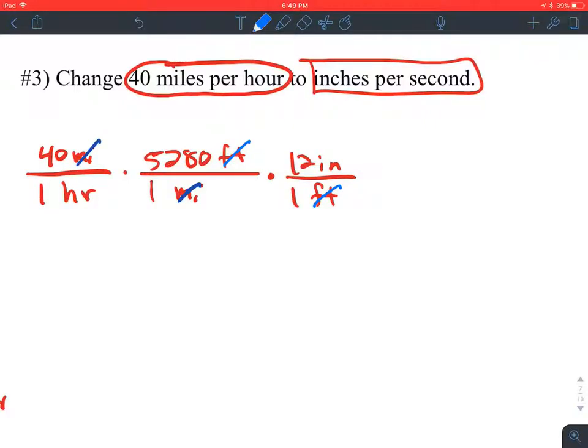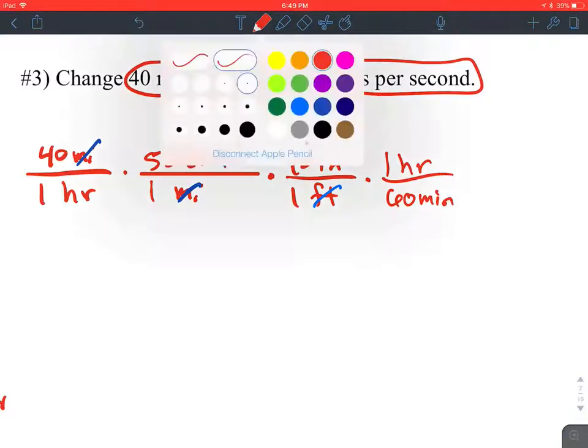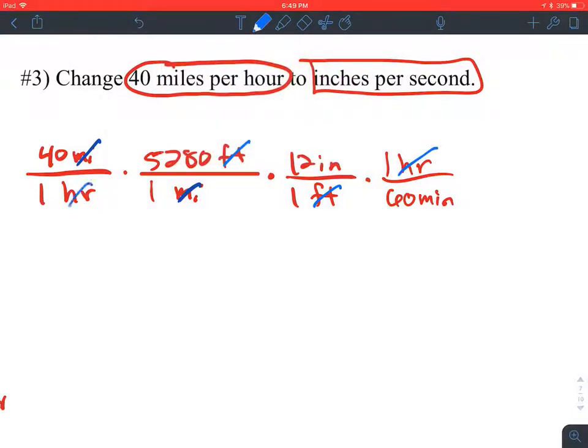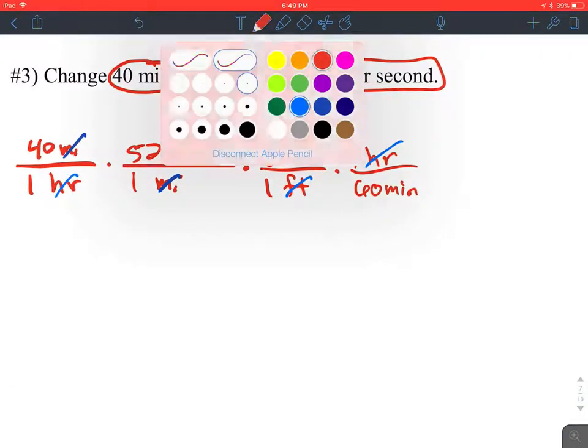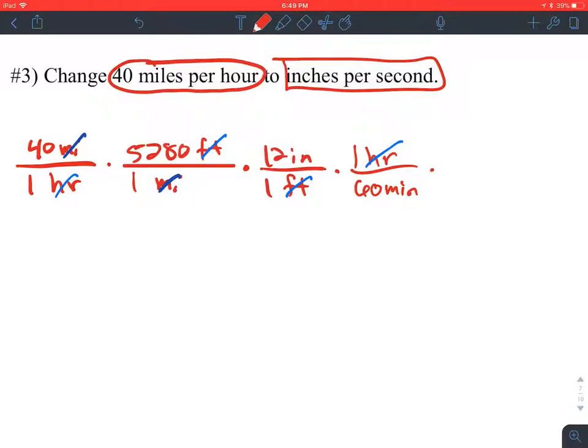Pardon me, yes I am, inches per hour. I need to get into inches per second. So I'm going to multiply by 1 hour is equivalent to 60 minutes. Hours cancel. Then I'm going to multiply by 1 minute is equivalent to 60 seconds. Minutes cancel. Now I'm in inches per second.